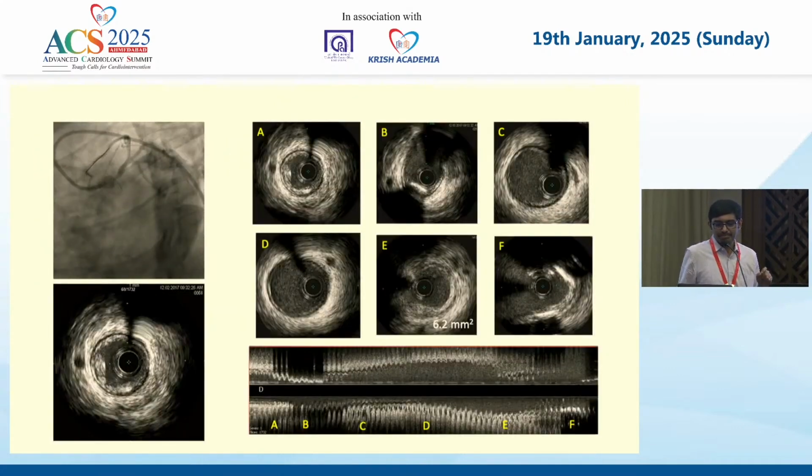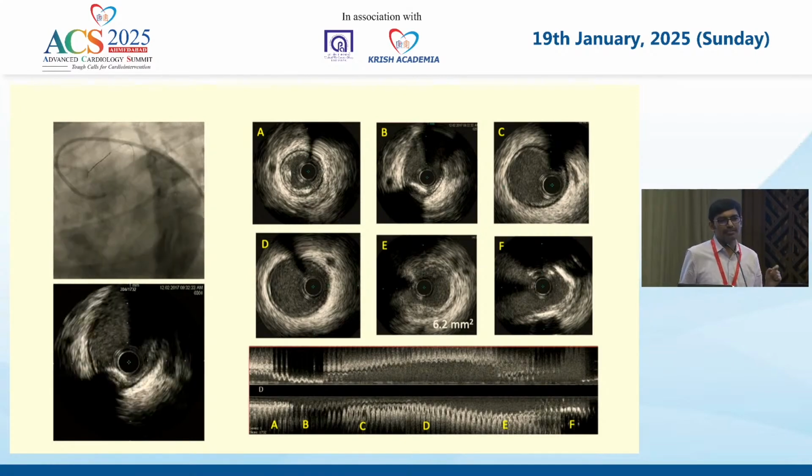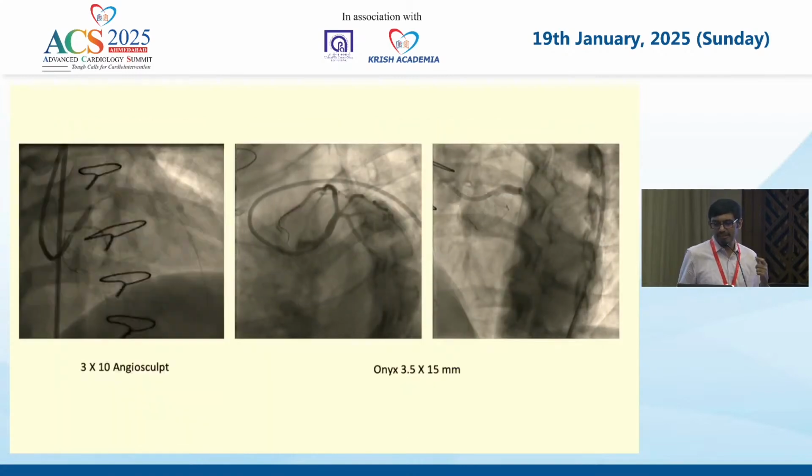And so we did an IVUS. IVUS showed a minimal lumen area of 6.2, and because we have physiological evidence that the lesion is significant, we thought we should stent it. Stenting it is a routine stenting.